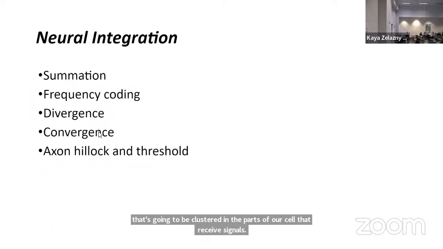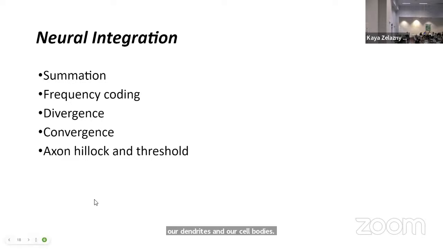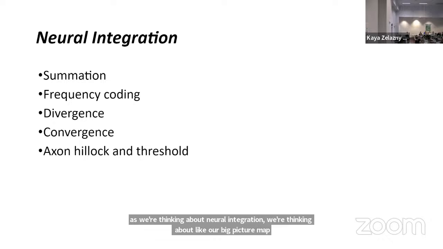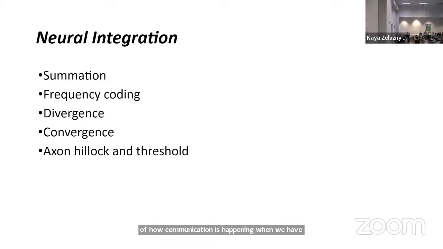All right. So as we're thinking about neural integration, we're thinking about our big picture map of how communication is happening when we have more parts to the system. So we're going to think about all of these different things.